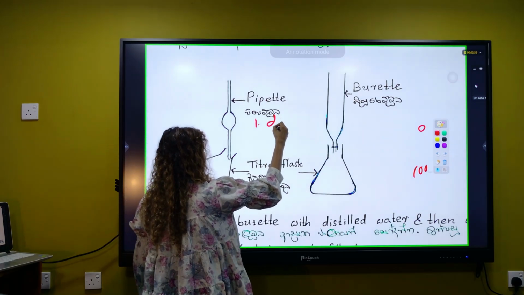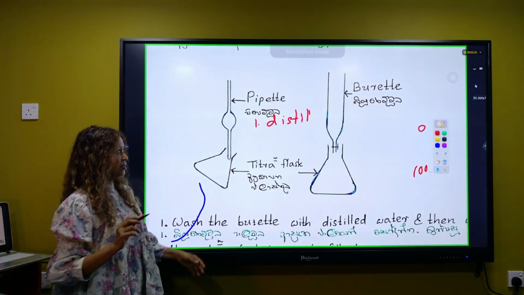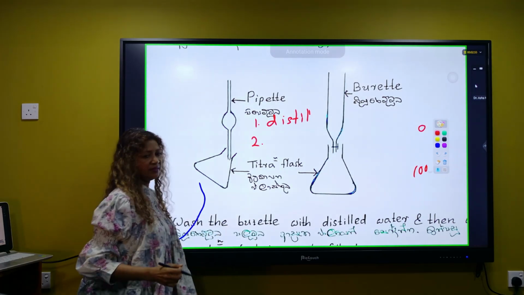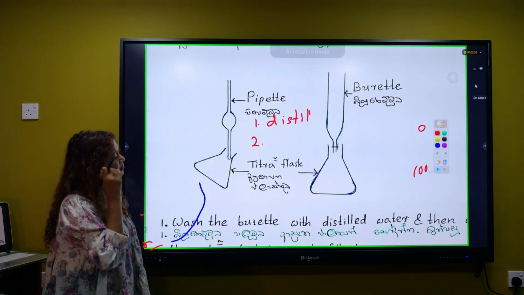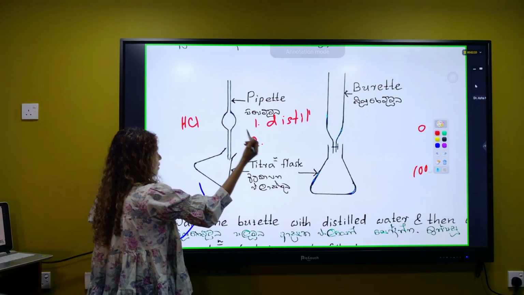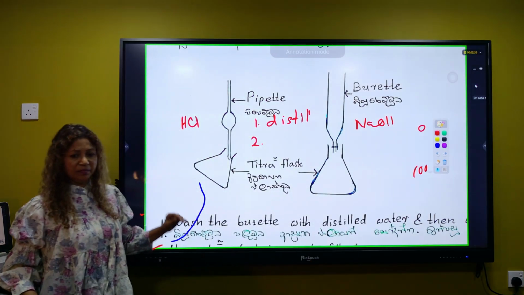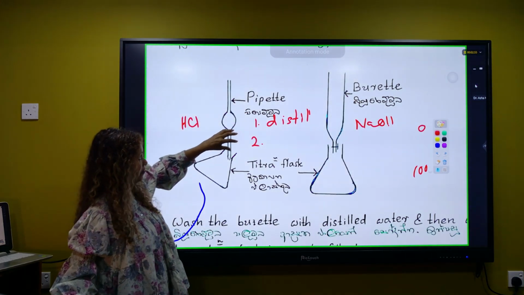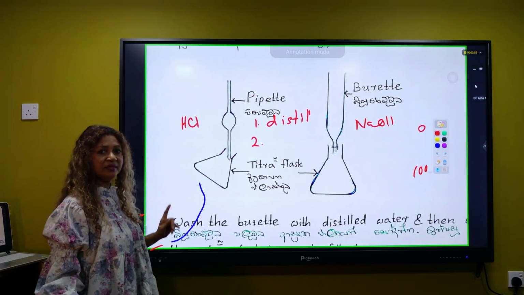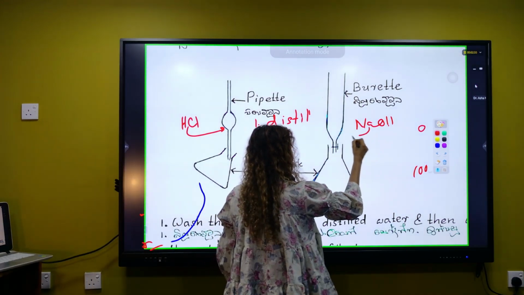These two we can initially wash with distilled water. So step number 1 is washing with distilled water, and number 2 is washing with the solution to be filled. Let's say we're going to fill HCl here and sodium hydroxide here. Initially, both the pipette and burette we wash with distilled water. That is the first step. And the second step, we wash both of these, this one with HCl and this one with sodium hydroxide.